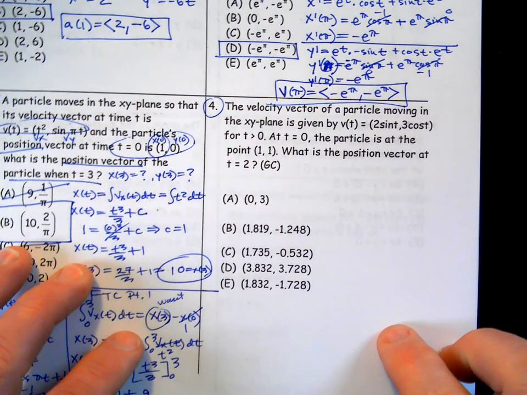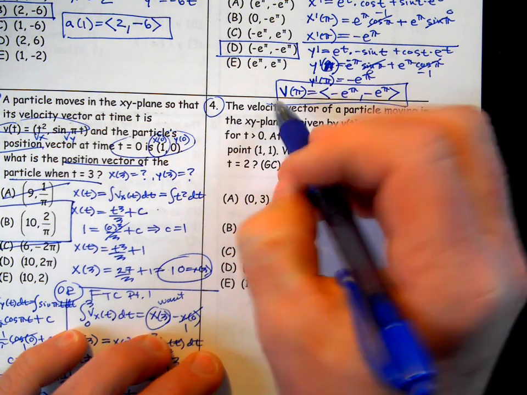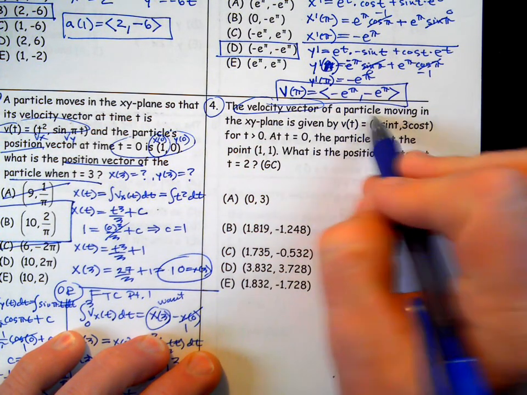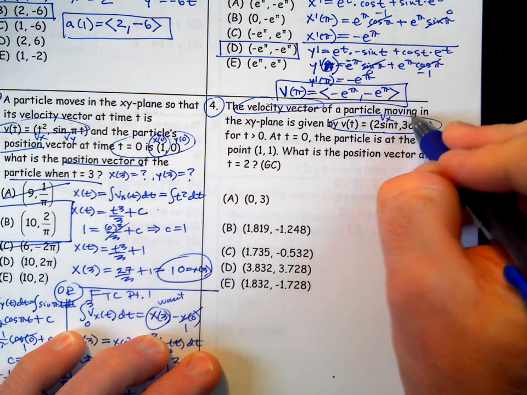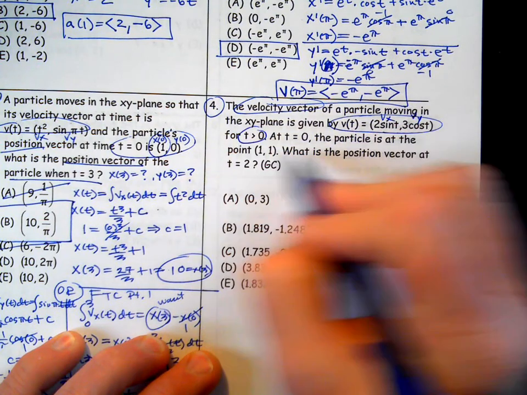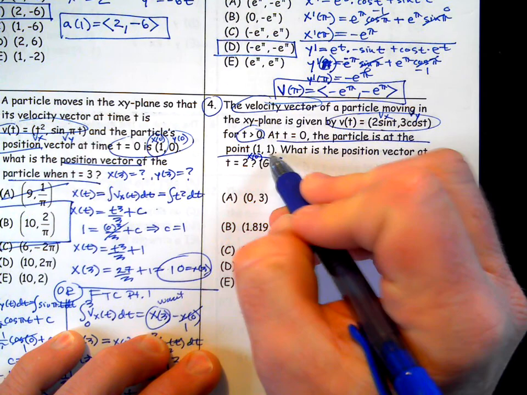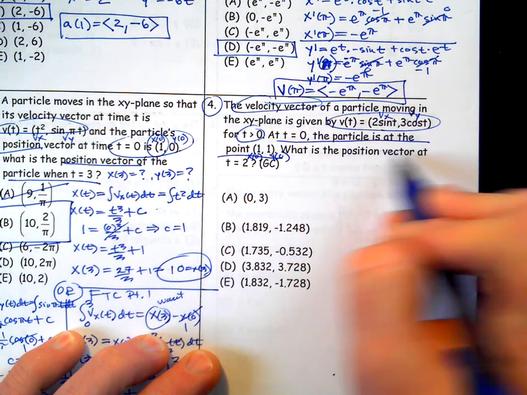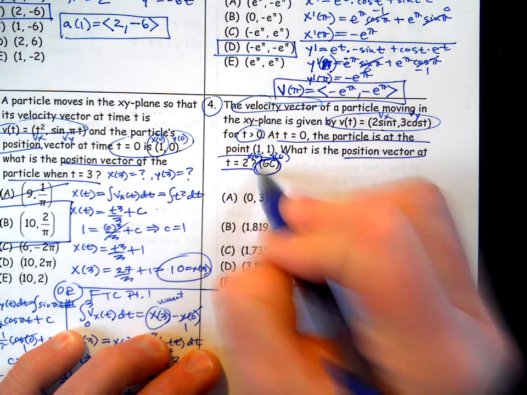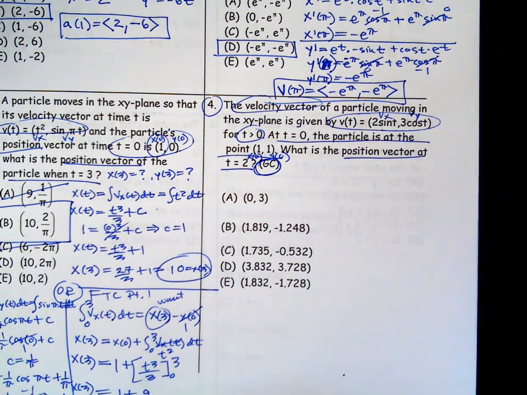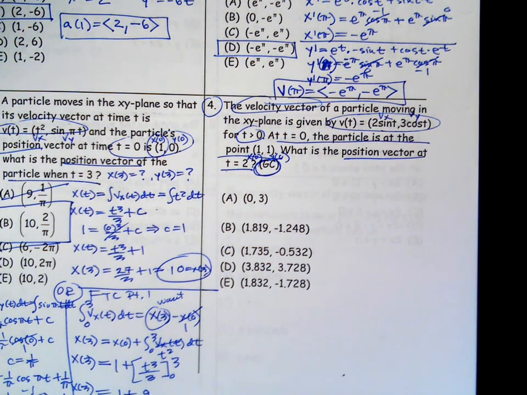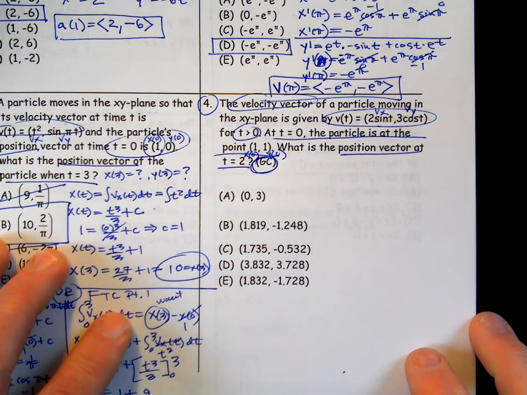Okay, number 4. The velocity vector of a particle moving in the xy plane is, so they're giving you that. This is v sub x, this is v sub y, time greater than 0. At time 0, the particle is at, so this is x0, y0. What is the position vector at time equals 2? You can use a graphing calculator. So let's go ahead and take that into account. Plus, look at all the answers. They're all decimals, so you're going to want to use a graphing calculator.